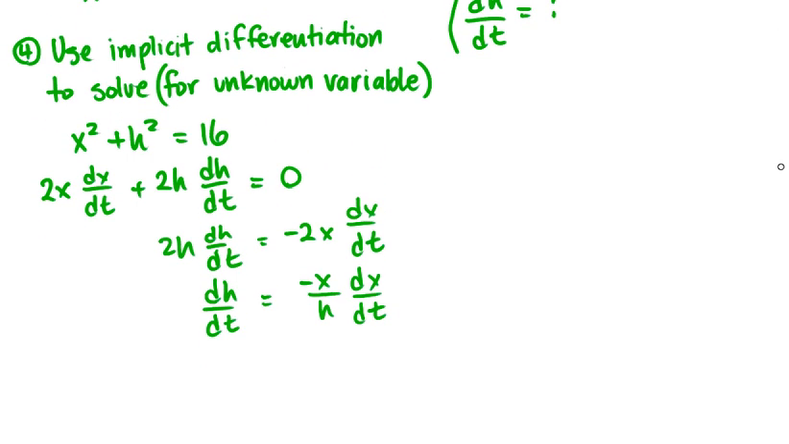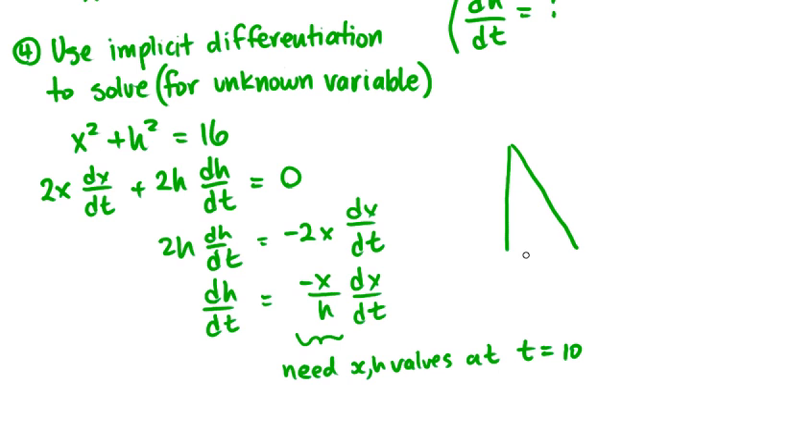Now to solve this, you notice that I need to know my x and h values, and those are the x and h values at time 10. So at time 10, our picture looks a little bit different. This is 4. This is 1 plus... Now it's been moving for 10 seconds at 0.05 for 10 seconds in this direction. So that gives me a grand total of 1.5 in this direction.